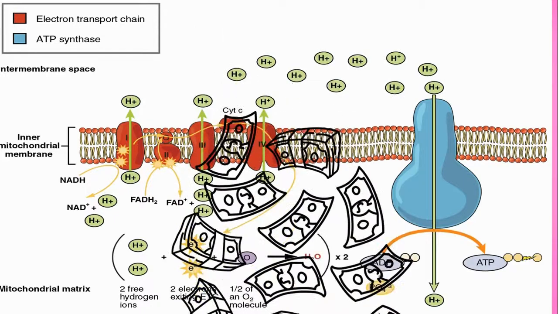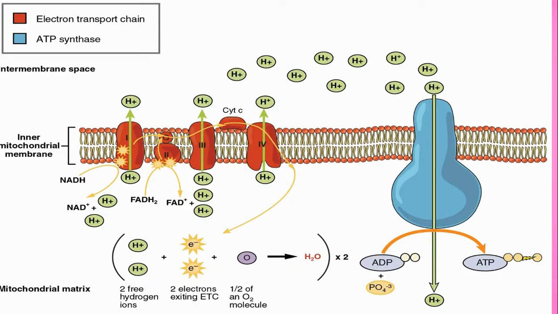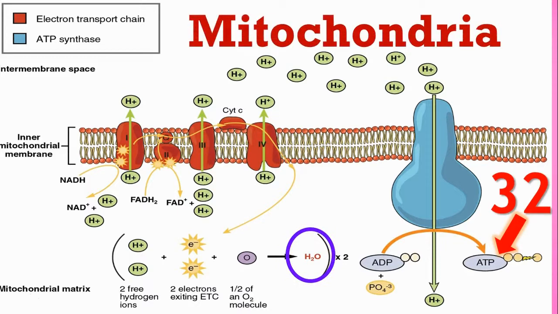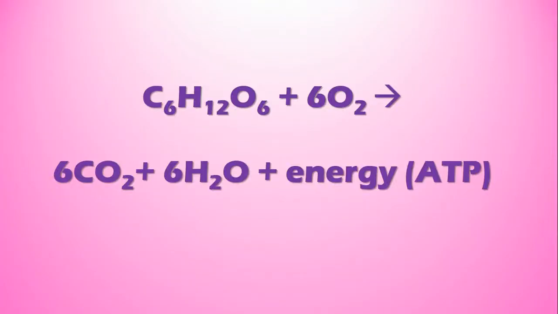Here's where they get the payoff in this glucose changing game. 32 ATP are made along with water in the mitochondria, which makes the equation the same as photosynthesis. The sides just get switched up.